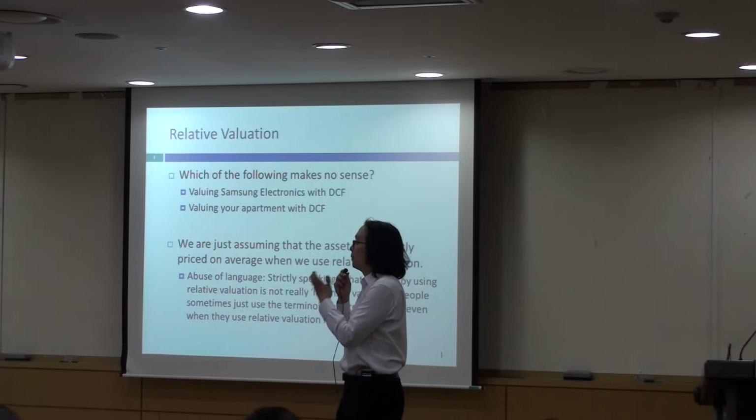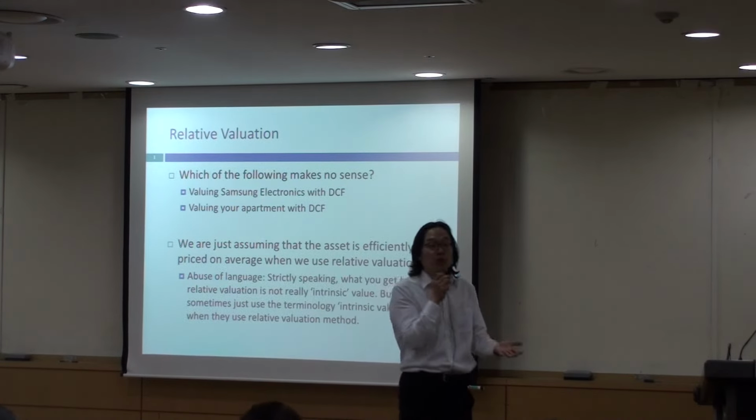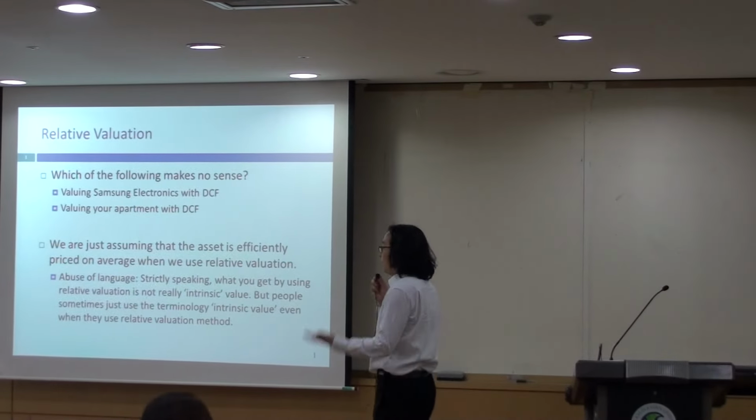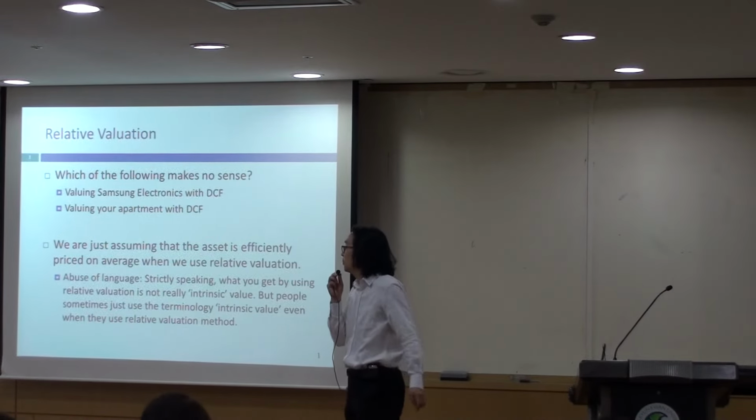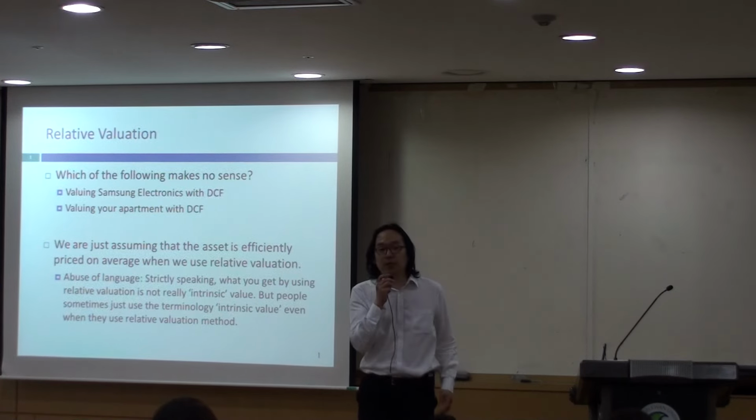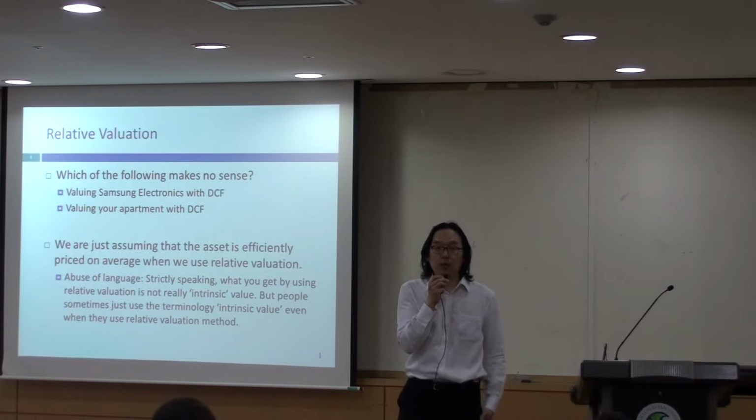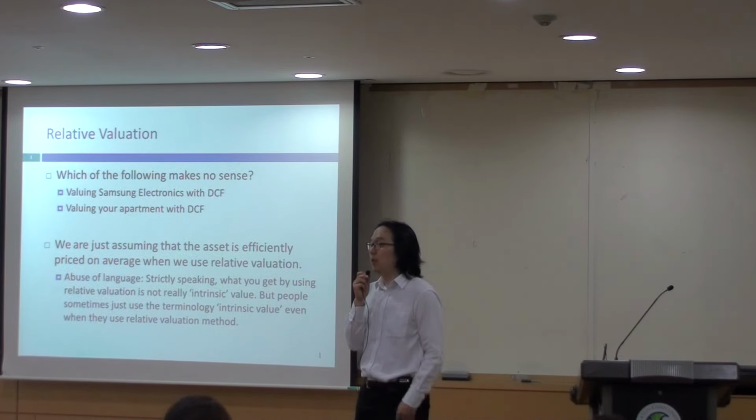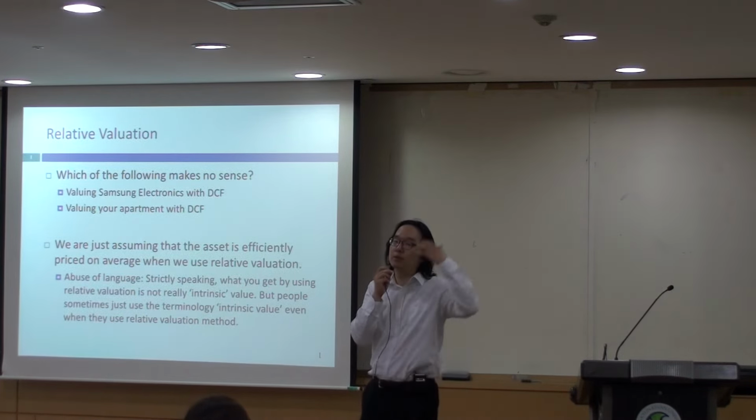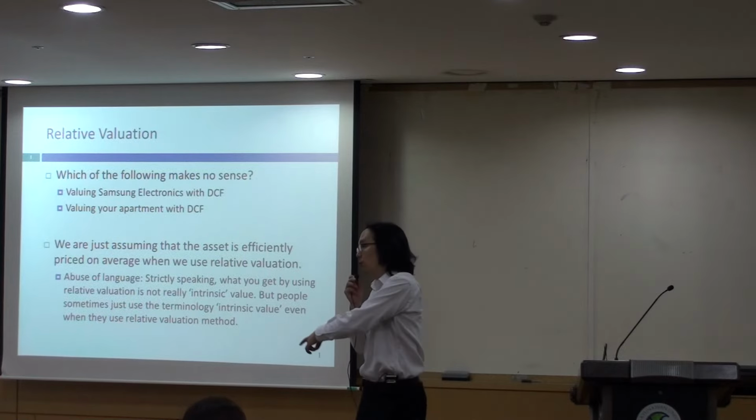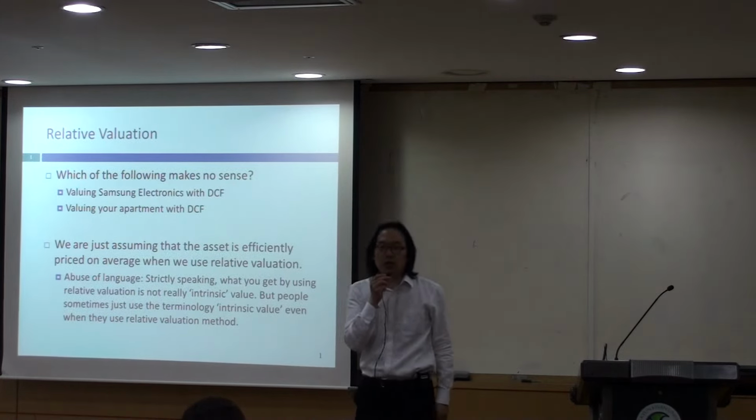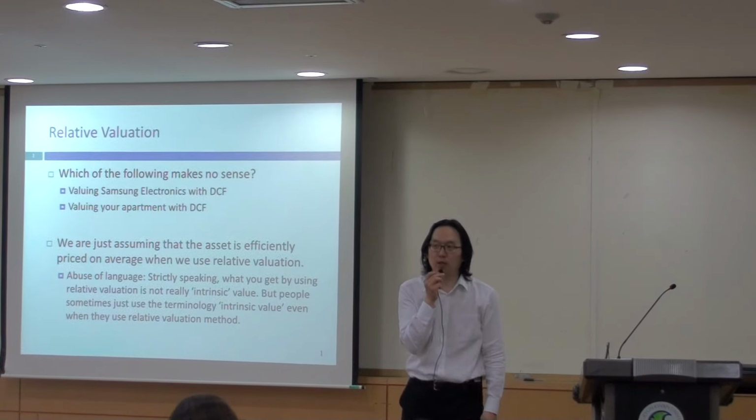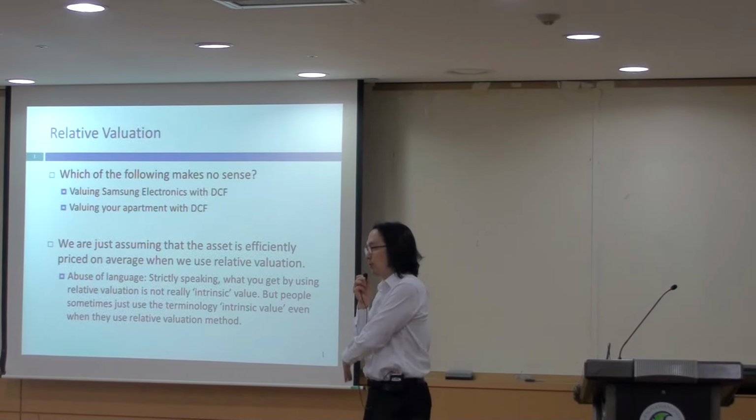Okay? Just look at your neighboring unit's apartment, similar sized, how much is it priced, and that must be your apartment's price. Same idea here. If you want to value your company, try to find out some identical twins of your company. If those identical twins are priced as such, that should be your company's price. But the trouble is that there's no identical twin in your company. Okay? All different companies are different.